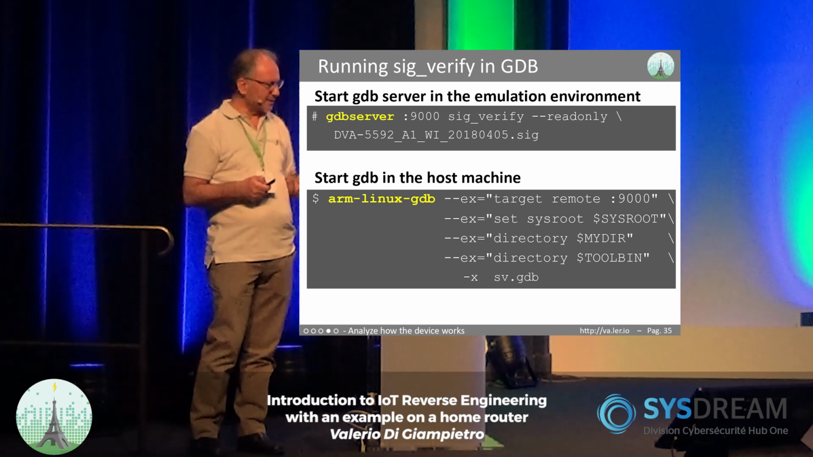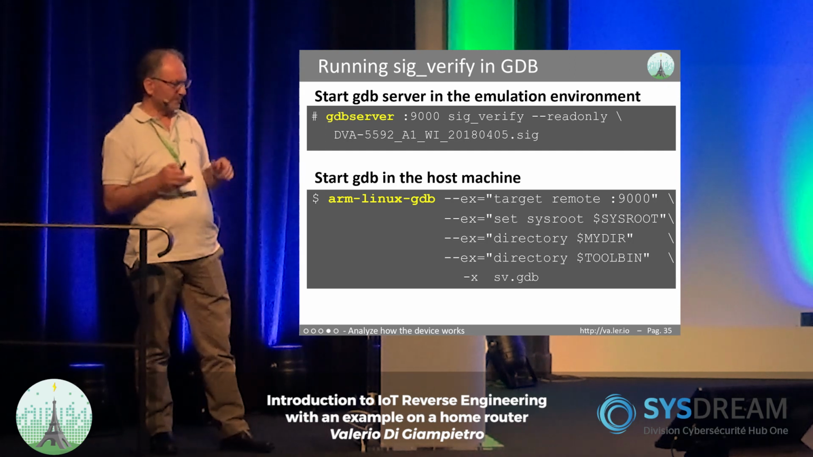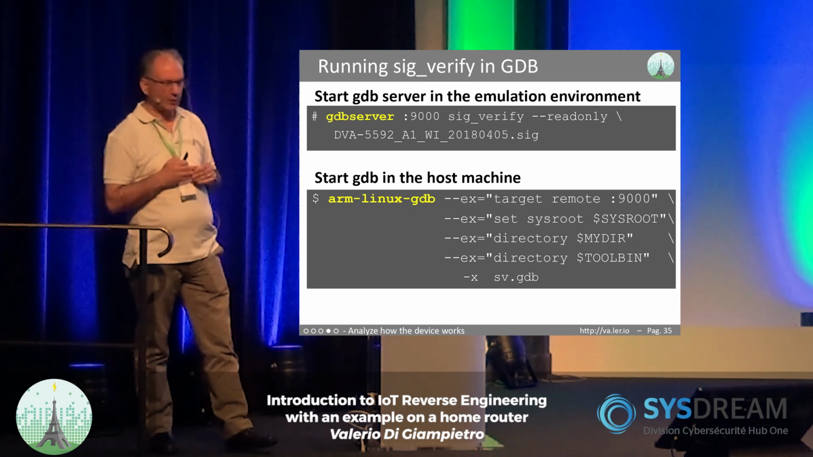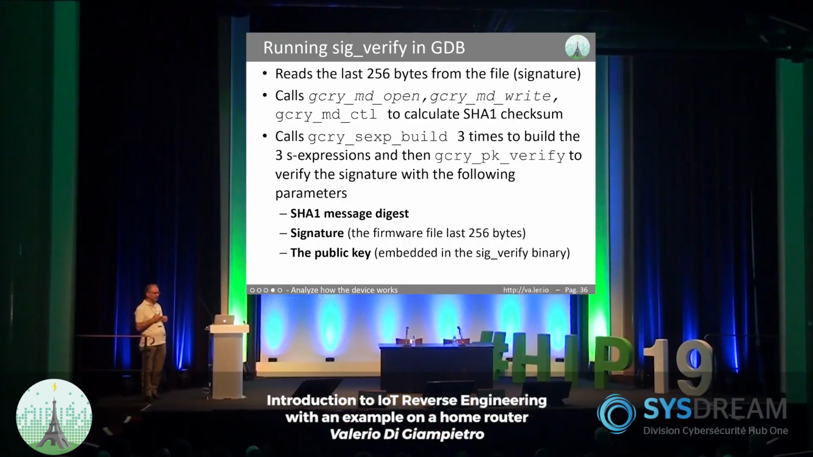Doing this kind of analysis, it is possible to clearly understand what sig_verify does just by looking at the library function calls that it makes. Basically, it reads the last 256 bytes from the firmware file. This is the signature. Then it calculates the SHA-1 checksum of the firmware file using the libgcrypt library functions. Then it calls other libgcrypt library functions to verify the signature, passing as parameters the SHA-1 message digest calculated, the signature and the public key.